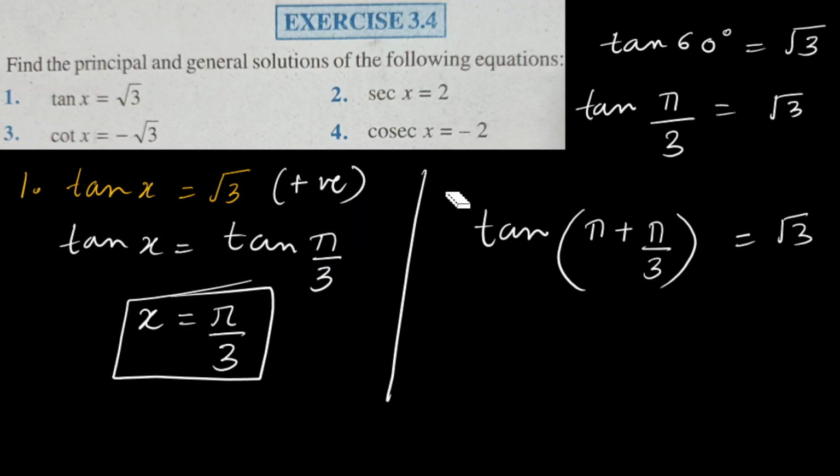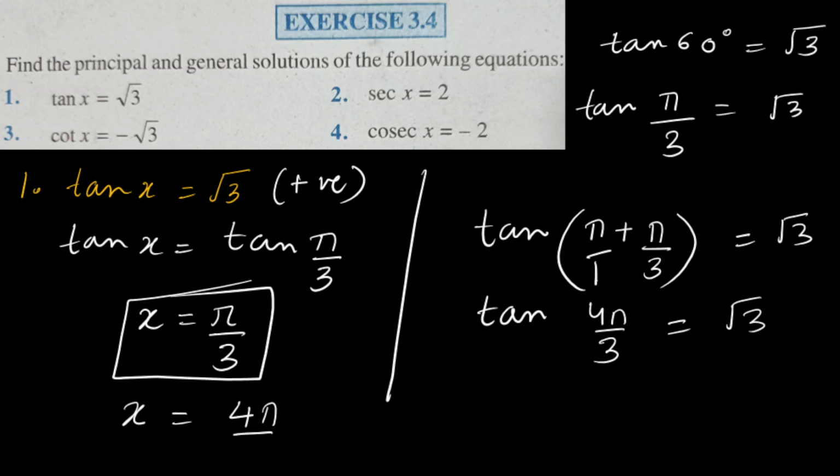We did these things in the previous exercise, so I'm not going to explain that once again; that's why I did a recap. So in the third quadrant we write the angle as pi plus pi by 3. If I simplify this by taking the LCM, it will become 4 pi by 3. So from here I get one more value of x, which is 4 pi by 3. Tan pi by 3 is root 3, and tan 4 pi by 3 is also root 3.